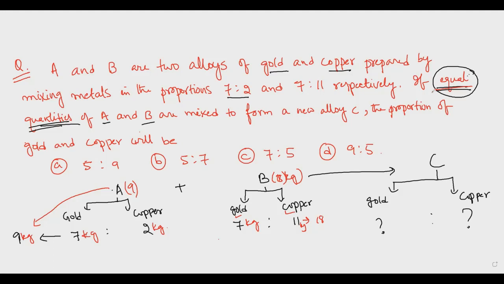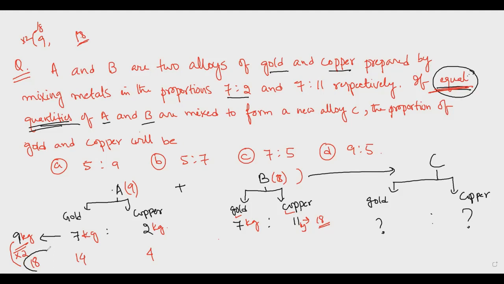Understand now, but the question says we have to mix equal quantity, but these are not equal. See here in one we have only 9, and here we have 18. So for equal quantity we have to make them equal. To go from 9 to 18 we multiply by 2. So here we have to multiply by 2. So this becomes 18. Right? The gold part becomes 14. Copper will be how much? 4, multiplied by 2. Is that okay?